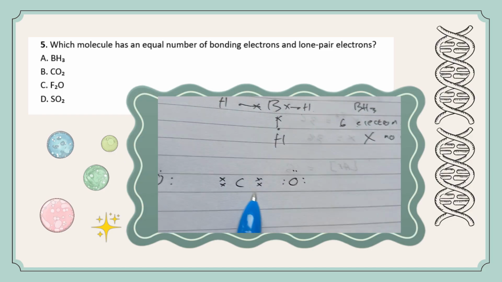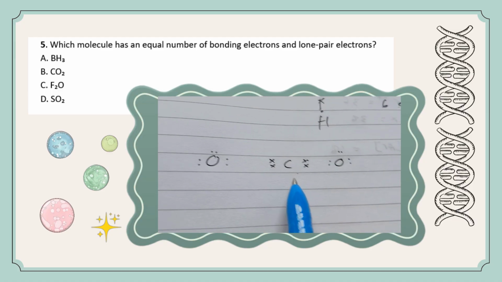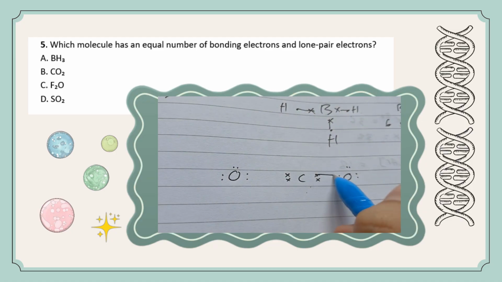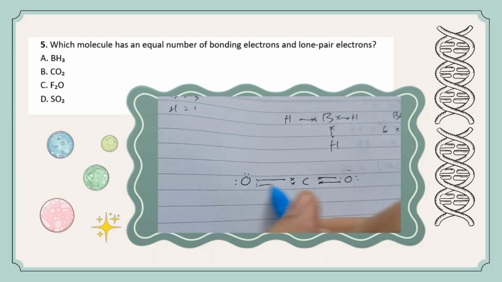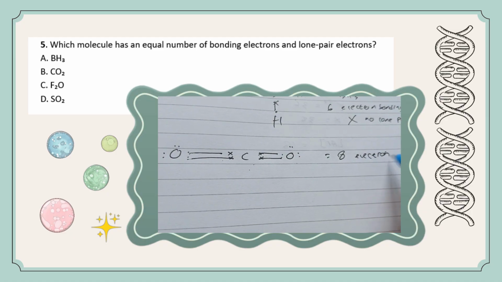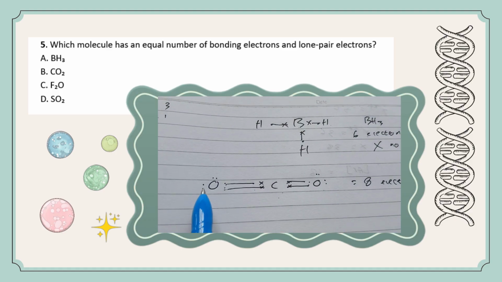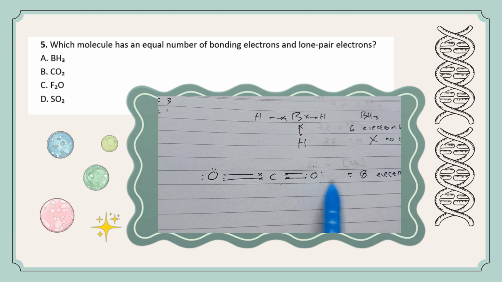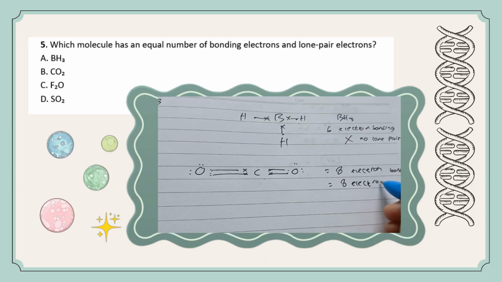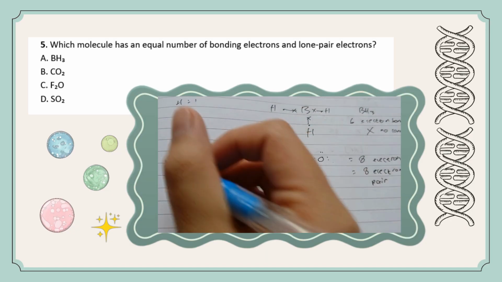Let's go through option B. We have carbon dioxide, and C has 4 valence electrons and O has 6 valence electrons, which means they are bonded together, so they have 8 bonding electrons. And they also have 1, 2, 3, 4 lone pairs, which means they have 8 lone pair electrons. So the right answer for this question is B.